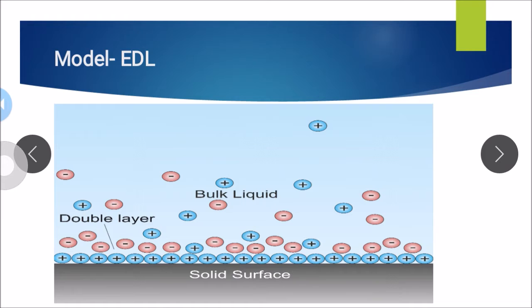So here is one kind of representation for the electrical double layer, EDL. This is the solid surface, and the solid surface has a positive charge. Then it is attracting the negatively charged ions. Then another layer. So this is the double layer actually. In the bulk we have the positive and negative ions both in the solution, all of them spread over the bulk solution. That is what we are having here. This is one model which represents the electrical double layer.